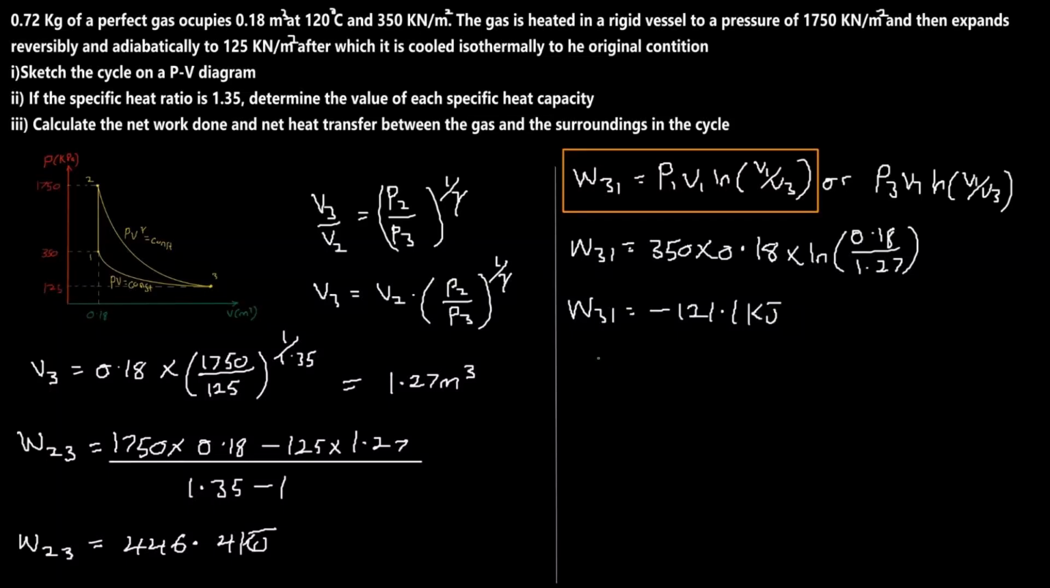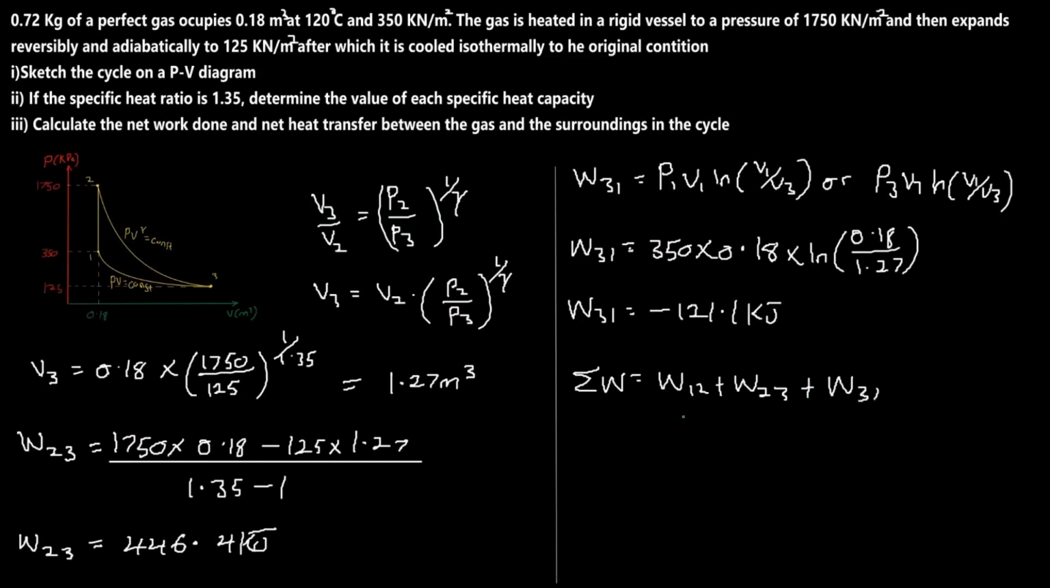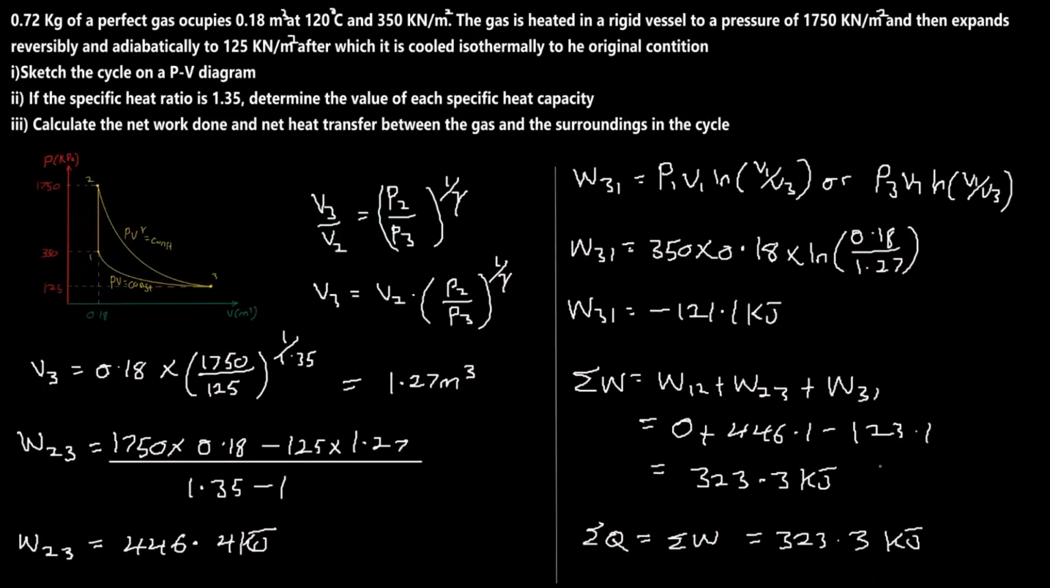The net work done is equal to the sum of the work done from each process. So the net work done is equal to W12 plus W23 plus W31. And this gives us 323.3 kilojoules. To calculate the net heat transfer, we could use the energy equation for each process and calculate the heat transfer for each process. Or we could simply use the first law of thermodynamics. So our net heat transfer to the system is also equal to 323.3 kilojoules.